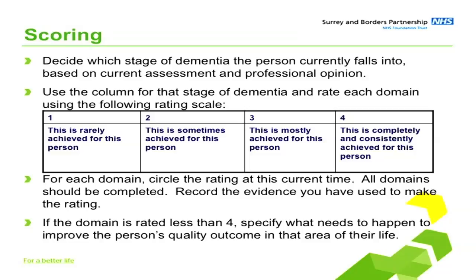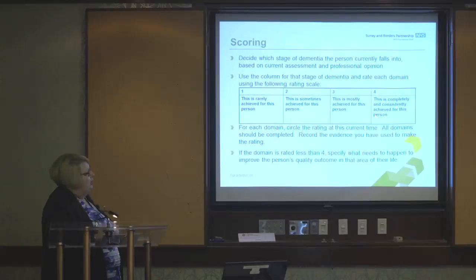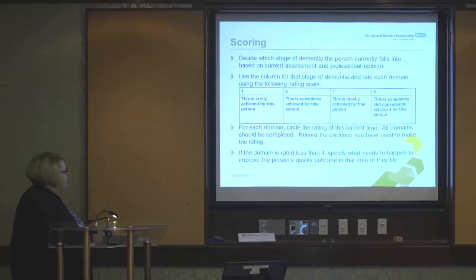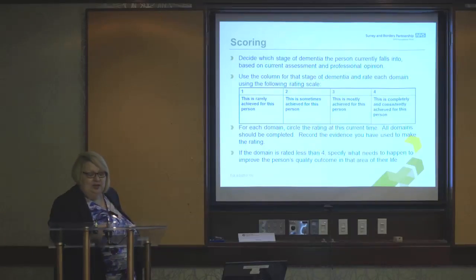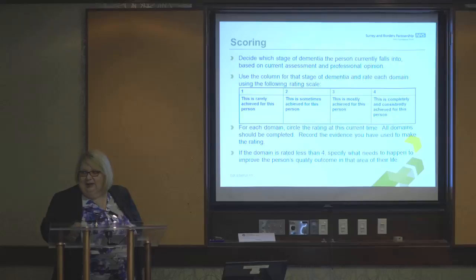Okay? So for each domain, you circle the rating at the current time, you should complete all the domains, and you record the evidence you've used to make the rating. So if you're talking about environment, then I'd want a list of the changes you've made to the environment for that stage of dementia, for example. And if you've rated the domain less than 4, then you need to specify what you need to work on to improve the person's quality outcome in that area of their life. So you're using it both as an outcome measure and as a care planning tool. So it has both uses for people.